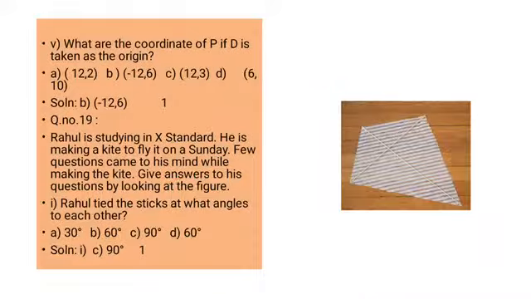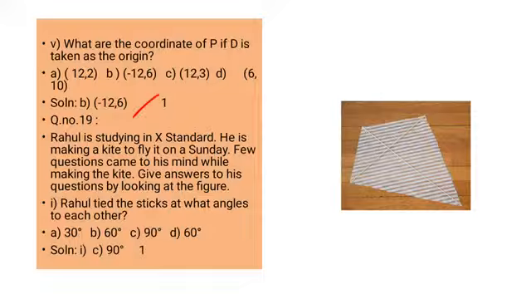What are the coordinates of P if D is taken as the origin? Now, they reverse the question. D is origin, therefore, all values of x become minus. So, the answer is minus 12 and y is equal to 6.